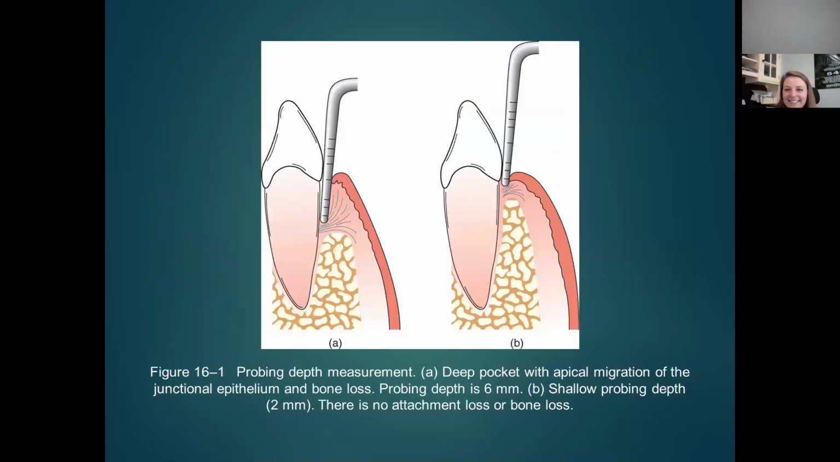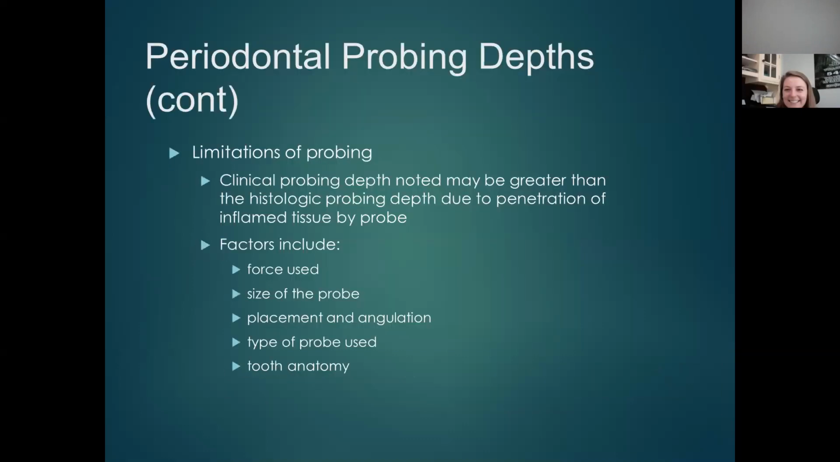When you're measuring, you want less than 20 grams of pressure. 10 is ideal, but you're looking for where the base of that junctional epithelium is. What are some of the limitations of probing?